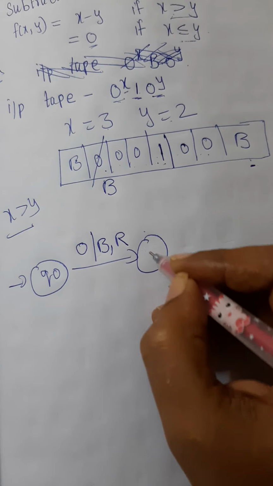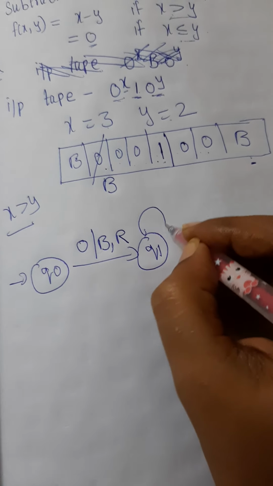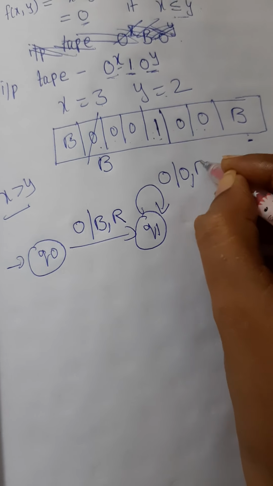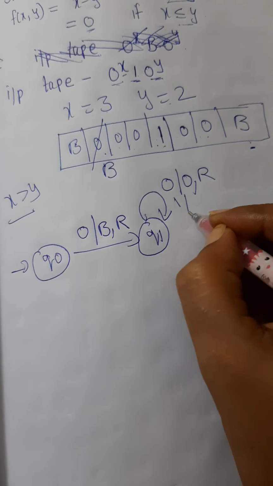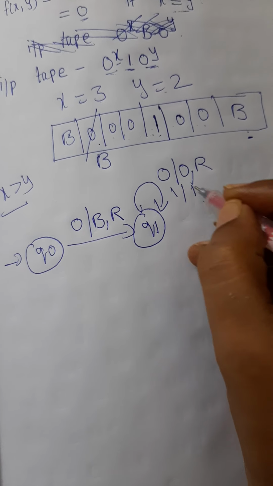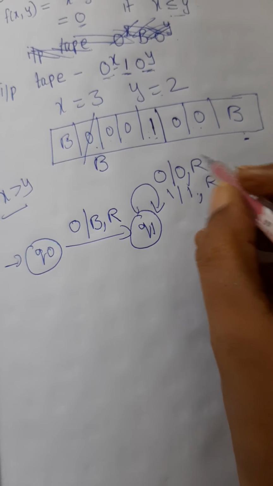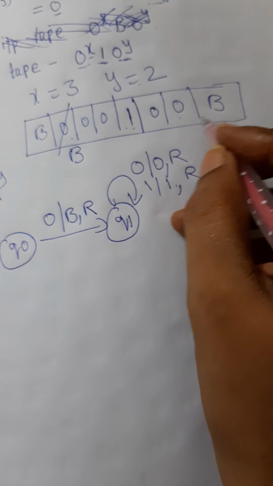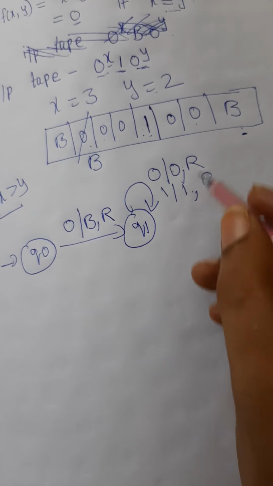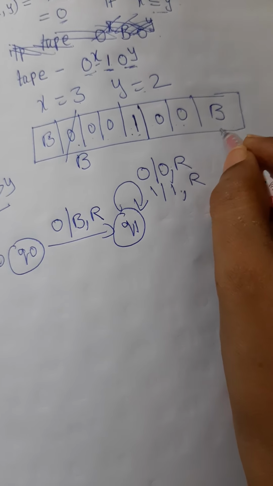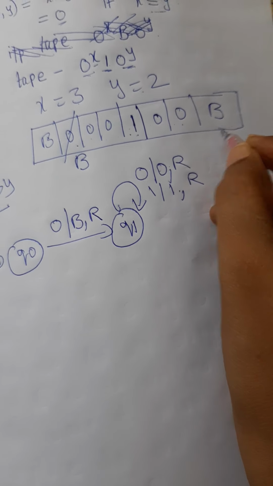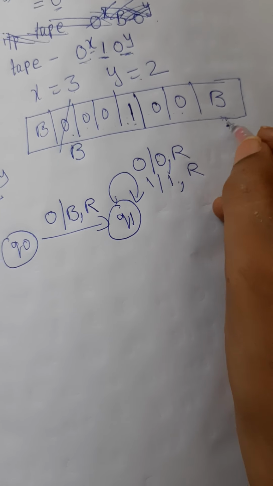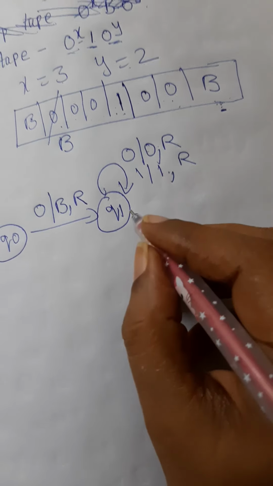I'll take the state as Q1. Any number of zeros, just go on skipping and move right, and any ones also, just go on skipping and move right. So this 0 stays as it is, and you are moving right over all the zeros and ones. Now you are coming to this blank. When you come to this blank, we change the state and move left.